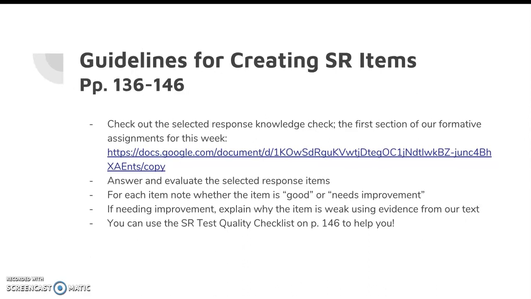So on our formative activities for this week, the first part of our Google Doc is a selected response knowledge check about this chapter. And on that, I would like for you to answer each item and then evaluate each item as well. If it's good, great, or if it needs improvement, I'd like you to note why that item has a problem and use evidence from our text. And there's a selected response test item quality checklist on page 146 that can help you out.